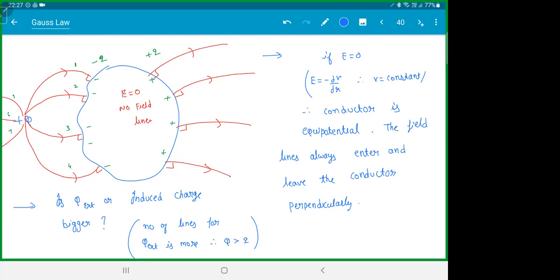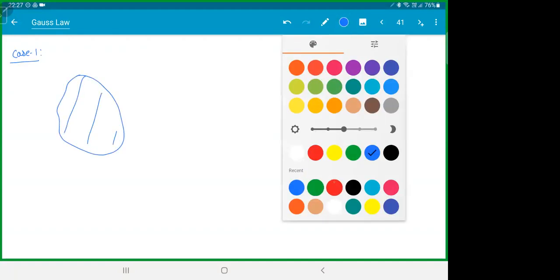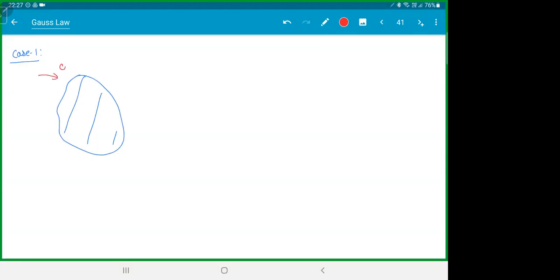Now, there are a few cases. Let's see them. Like I said, it's all just theory only. Listen carefully. They're not difficult, but you should know. You have a conductor, a solid conductor. And someone gave it a charge Q. So now you want to find how this charge will distribute. Will it go inside or will it be outside? What exactly will happen?